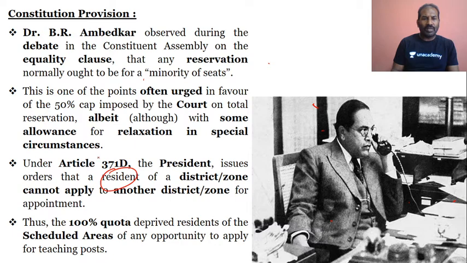as per Article 371D, again this is very important from the prelims point of view, cannot apply to another district or zone for appointment. Again that can be contradicted, or overruled, by various other articles. Fine. So as per Article 371D, a resident of a district or particular zone cannot apply.